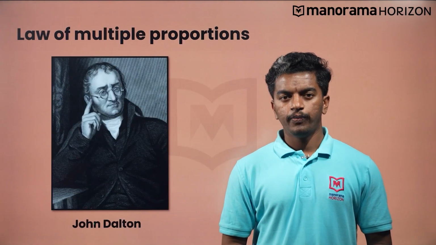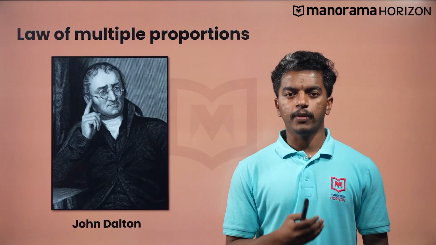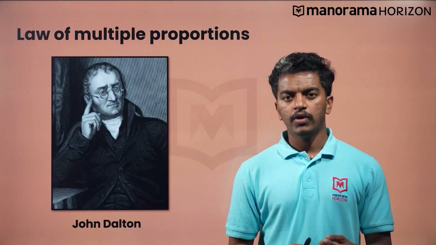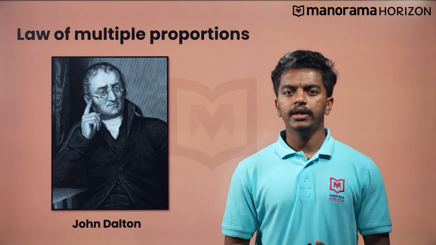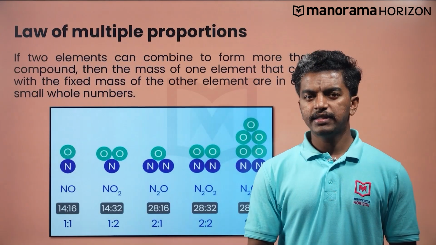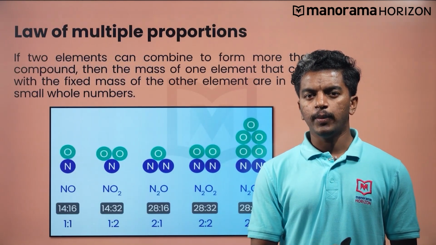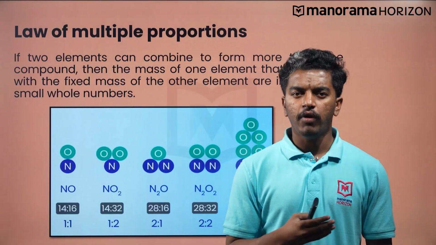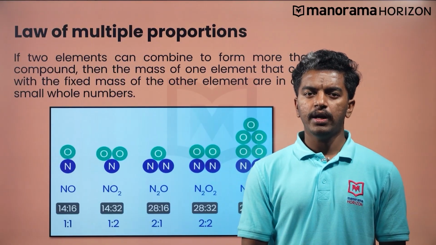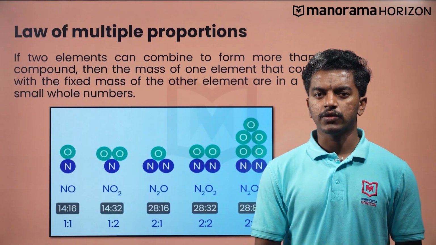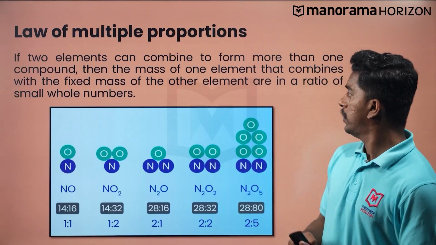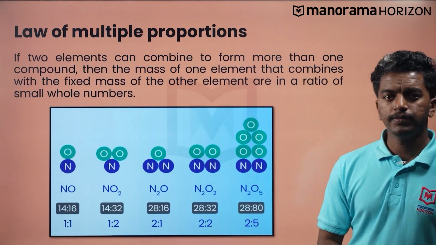Moving on to the third law, that is the law of multiple proportions. This law was proposed by Dalton in the year 1803. It states that if 2 elements can combine to form more than one compound, then the mass of one element that combines with the fixed mass of the other element are in the ratio of small whole numbers.